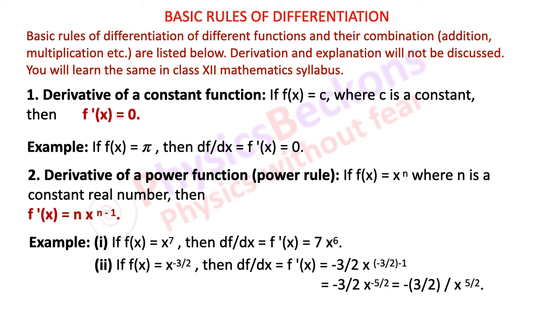Another example we will take, if f(x) is x to the power minus 3 by 2, the method is again the same, old power and then reduce the power of x by 1. So that will lead you to this expression, minus 3 by 2 divided by x to the power 5 by 2.